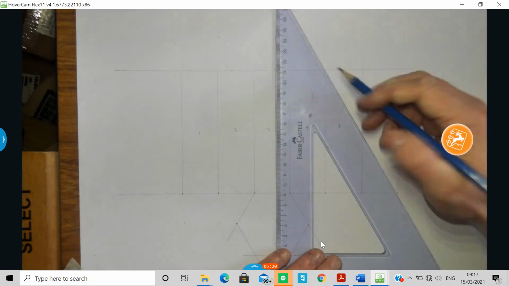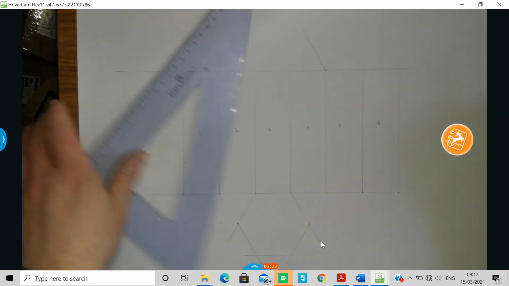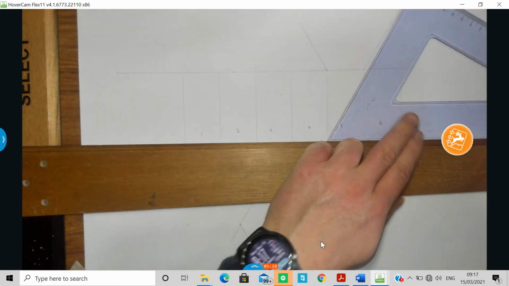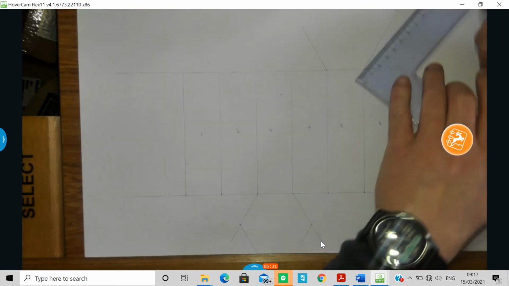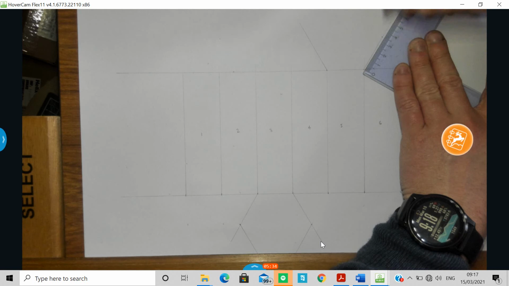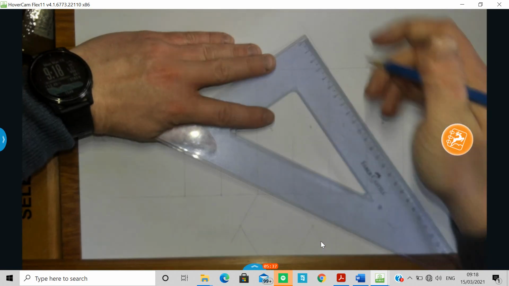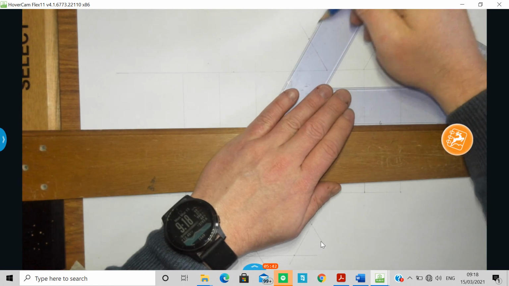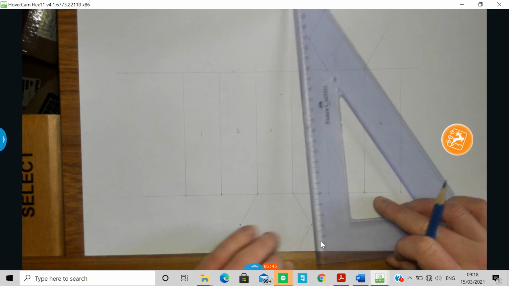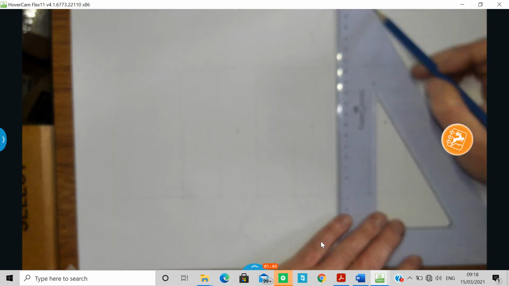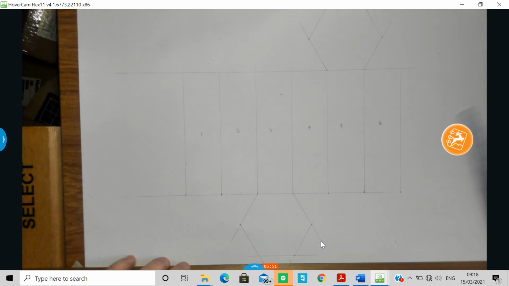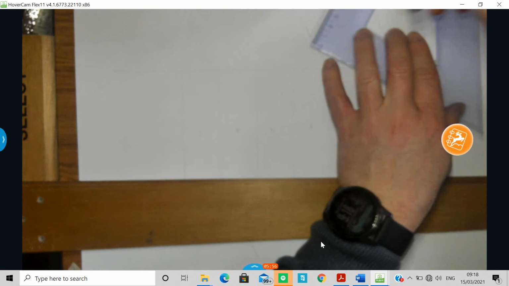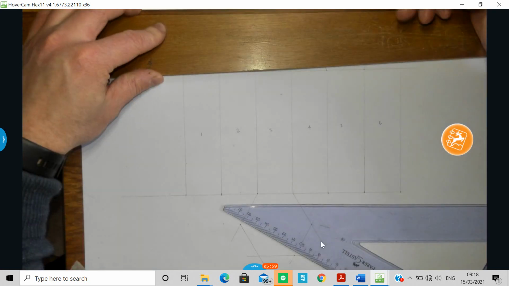So again, 60 degrees to the left, 60 degrees to the right. Once you've got the angle done, you measure 35 and 35. Again, 60 degrees. If you're struggling with this, I would recommend going back and watching the videos on polygons, because I spend a little bit more time actually explaining how to do this.